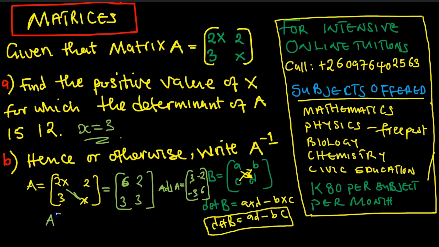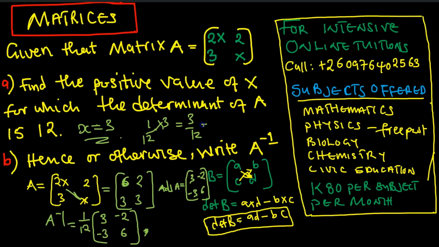Okay, so A inverse is equal to 1 over the determinant, which is 12, multiplied by the adjoint, which is 3, negative 3, negative 2, 6. Okay, so if you want, you can leave it here, or you can continue where you multiply this 1 over 12 throughout, and the first one is going to be 1 over 12 multiplied by 3, which is just the same as 3 over 12.